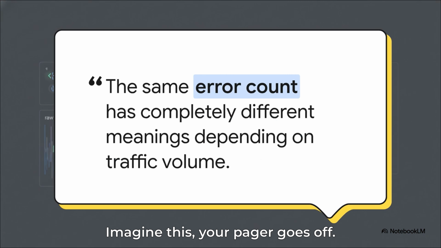Imagine this. Your pager goes off. The alert just says you have 10 errors in the payment service. Well, you're completely lacking context here, because if those 10 failures are out of just 50 total requests, that is catastrophic. That's a 20% error rate. But if it's 10 errors out of 50,000 requests, that might just be normal background noise.